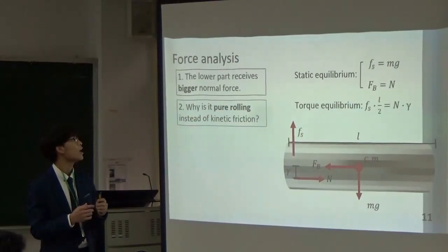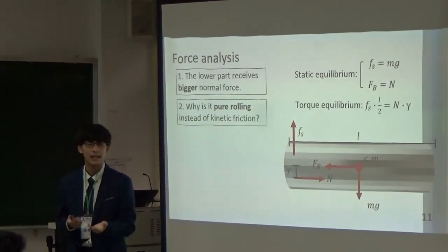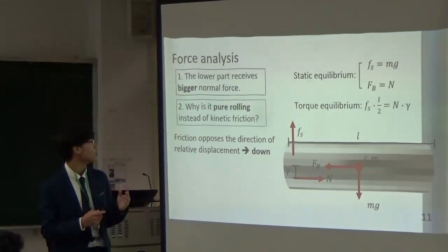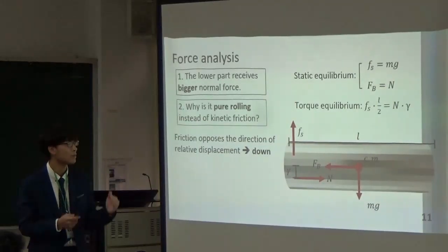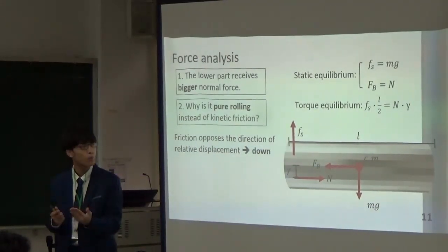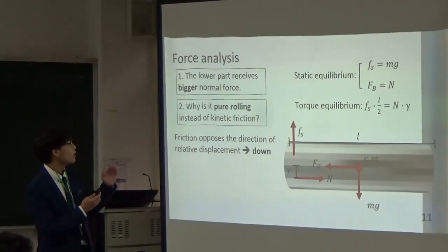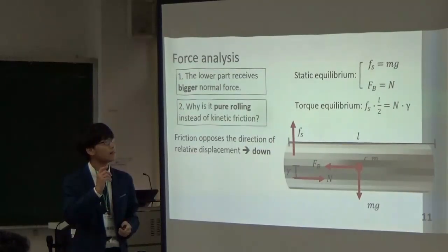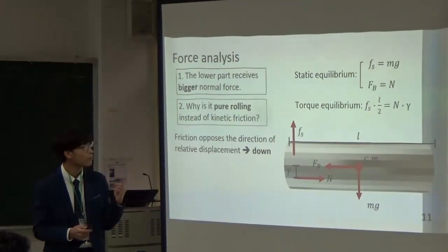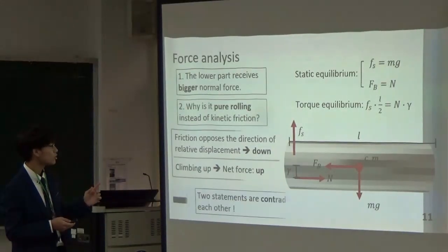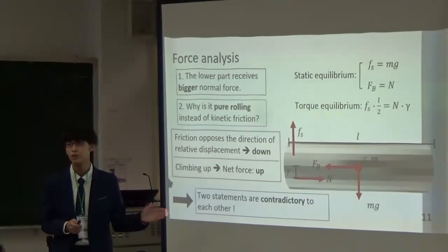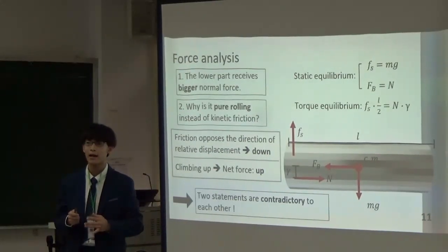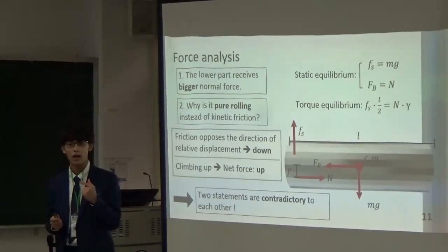And we also would like to clarify, why is it pure rolling instead of just kinetic friction? Well, because friction opposes the direction of the relative displacement. Because the magnets move upward, theoretically the friction should point downward. However, the net force of the magnets should point upward. So these two statements are contradictory to each other. This is why we can prove that it's pure rolling that makes the magnets go up rather than kinetic friction.